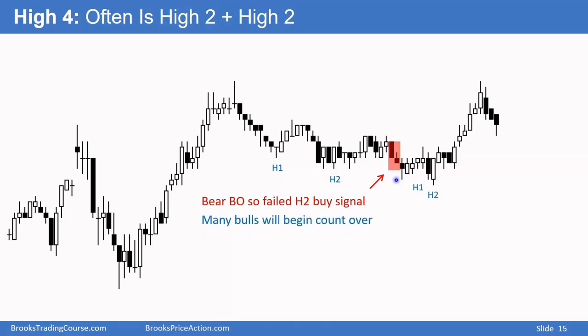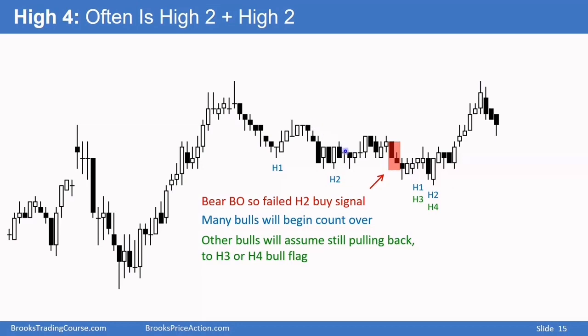Whenever there's a reasonably strong breakout, a lot of bulls will start the count over. They'll see this as first leg down, second leg down. So this is a high 1 buy here, and then a high 2 buy there. Other bulls will say it's simply the bull flag growing further, and they'll count it as high 1, high 2, high 3, high 4. Doesn't matter.